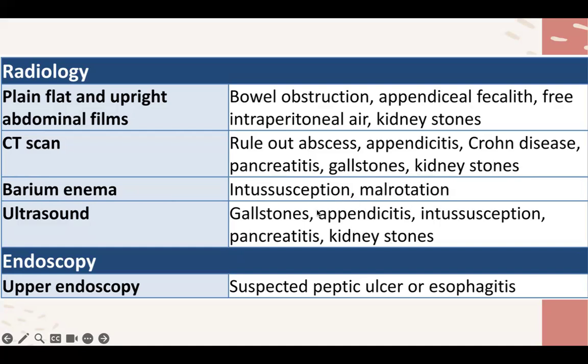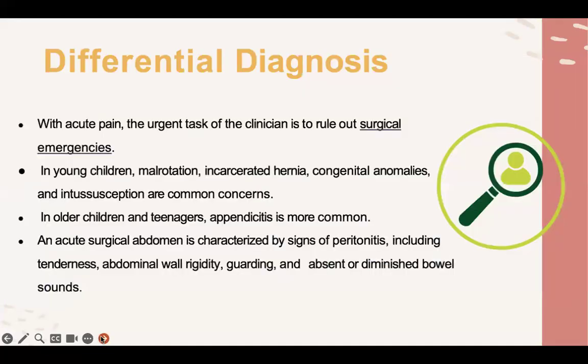Ultrasound is the gold standard in gallstones and intussusception, and in most cases helps diagnose appendicitis, pancreatitis, and kidney stones. Upper GI endoscopy is needed in peptic ulcer disease or esophagitis. So these are the examination, radiological and laboratory investigations. Now after this evaluation, we need to find out the differential diagnosis.